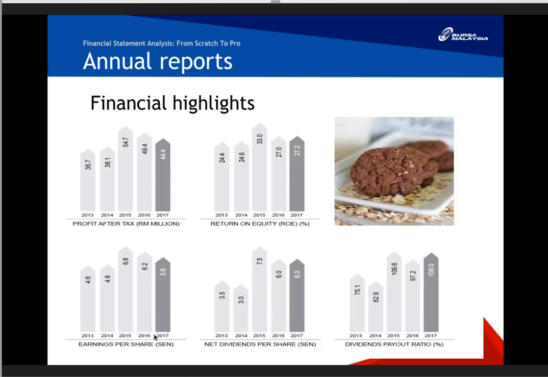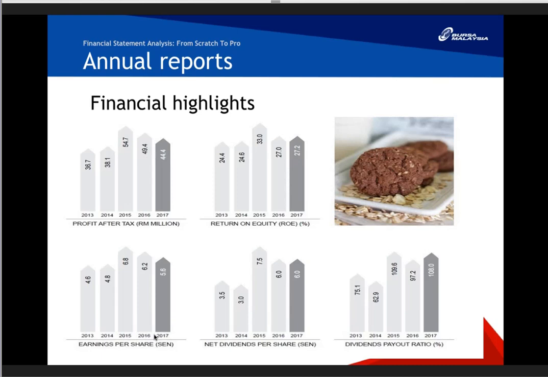Then you also look at the net dividends per share. The net dividends refer to your investors' take-home money. Just like when you put your money in the FD, the FD will give you interest. In this case, you put your money in this company and the company gives you, not interest, but what is called dividends. So the yield is the money you put in your pocket.